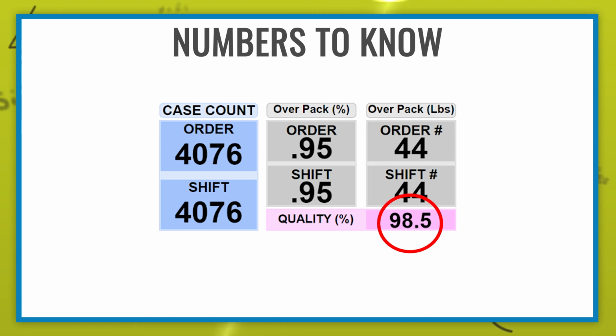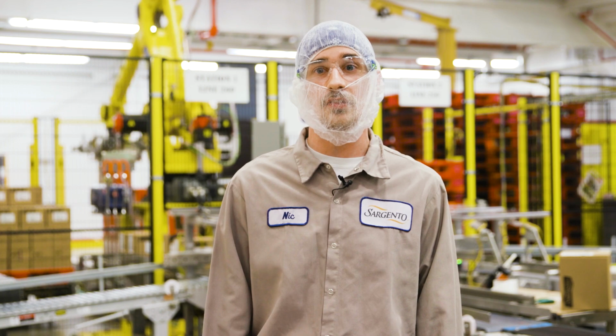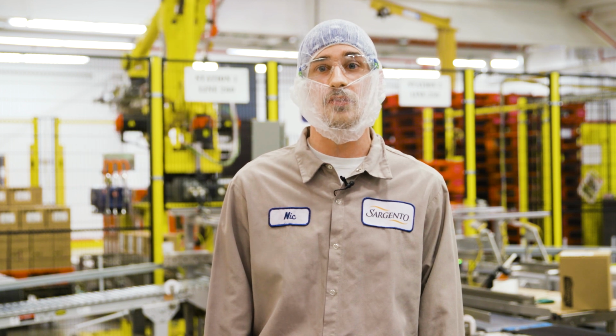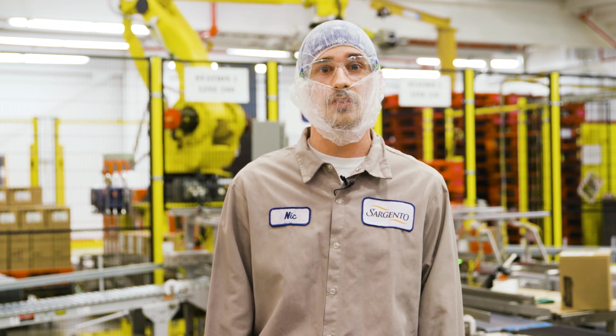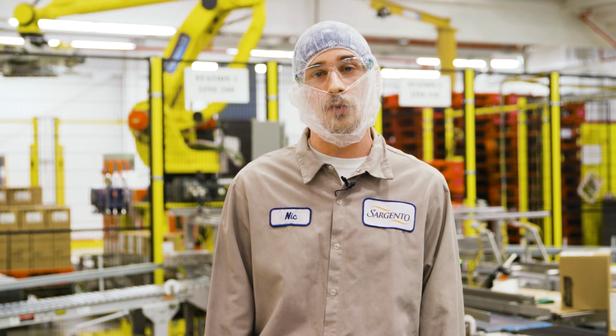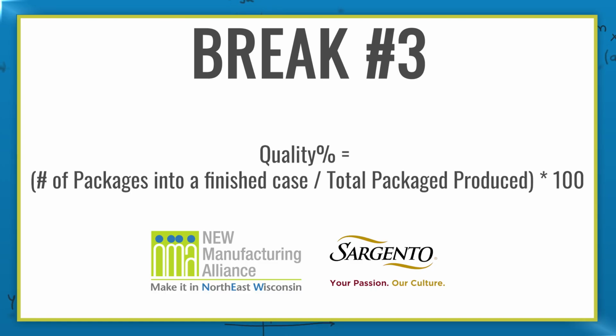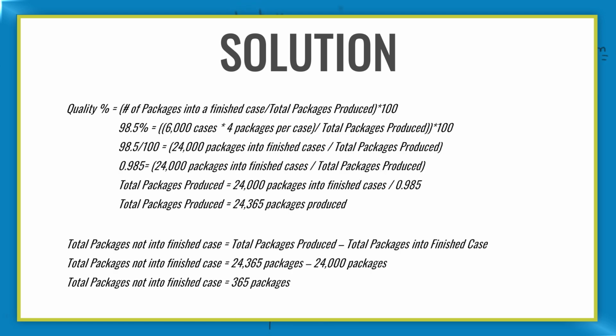If the production order was set to produce 6,000 cases and there are 4 packages per case, how many packages did not make it into the finished case if the line continued to produce at the current quality rate? As the calculation shows, we would anticipate 365 packages not making it into the finished case.